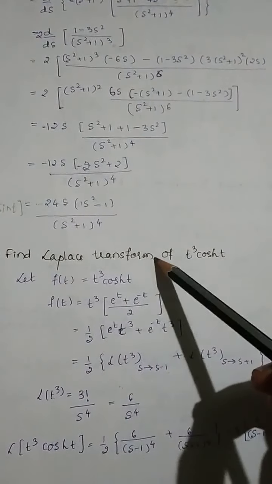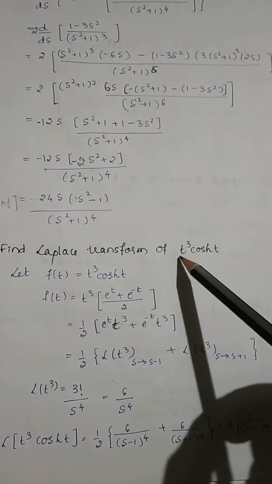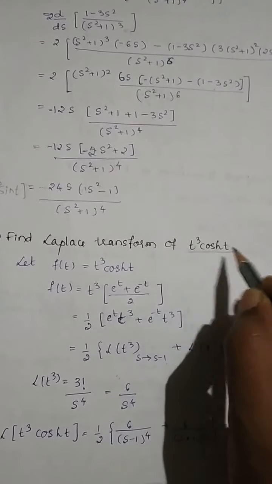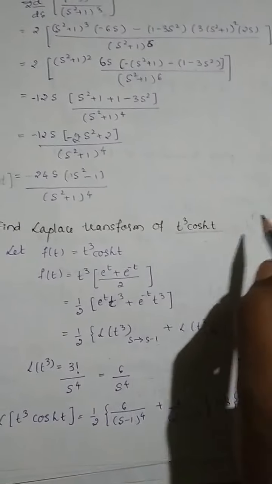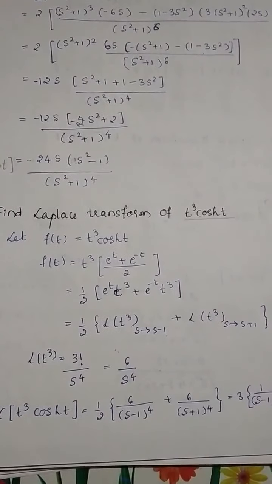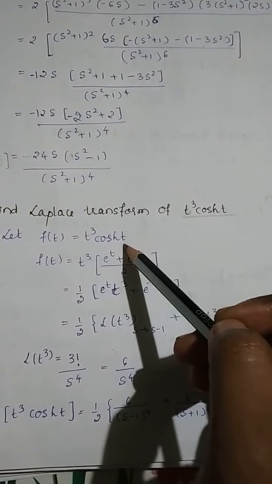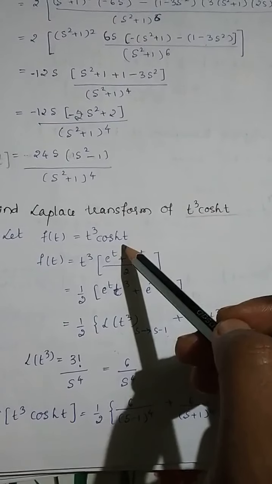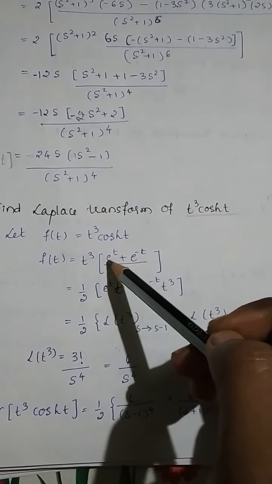Find the Laplace transform of t cube cos hyperbolic t. This is a function of the form t raised to n f of t, right? Let us take f of t equals t cube cos ht. This example we are solving using property 1, and I will show why. Here for cos ht we are substituting the definition.